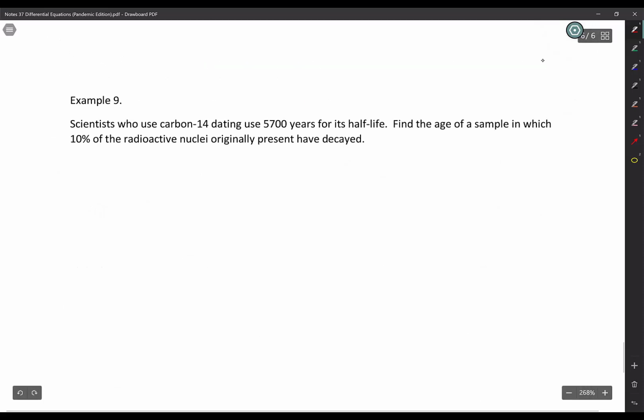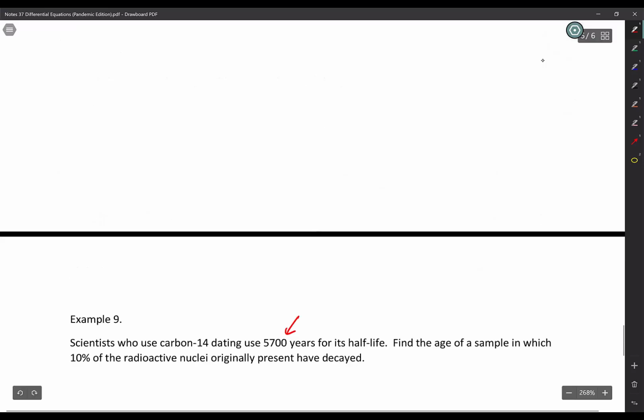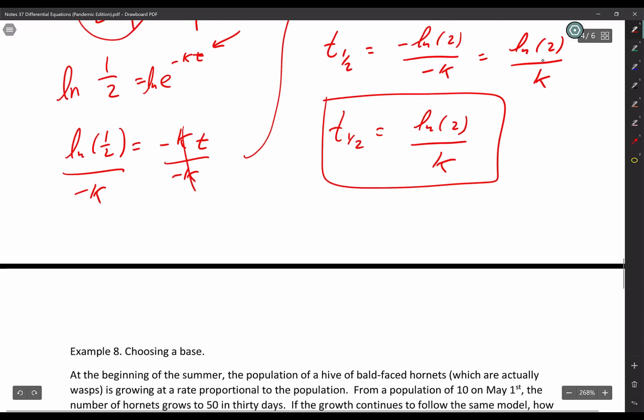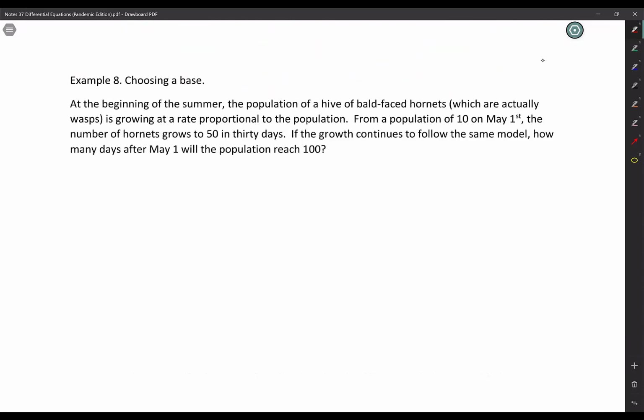All right. Scientists who use carbon-14 dating use 5,700 years for its half-life. So this is my half-life. Find the age of the sample in which 10% of the radioactive nuclei originally present have decayed. Okay, I could use this formula that I just learned, but I never memorize stuff. So because it decays proportionally to the amount present, I can use this formula.